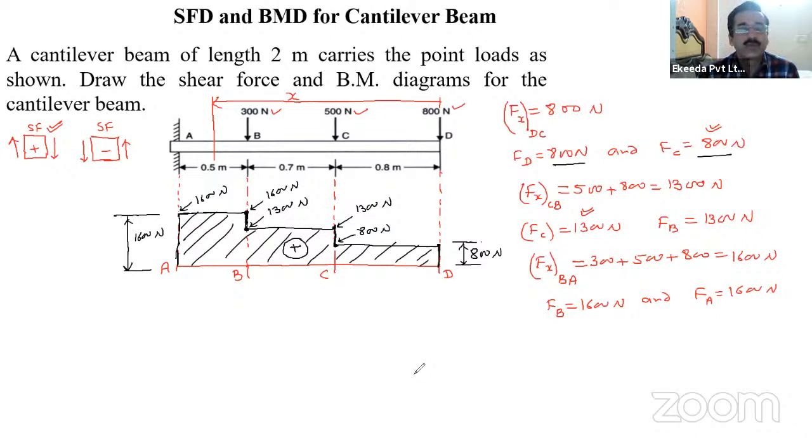Now we have to find out the bending moment diagram for this beam. So for the bending moment diagram, let us take sections again. As we previously took the section, again we have to take the section.